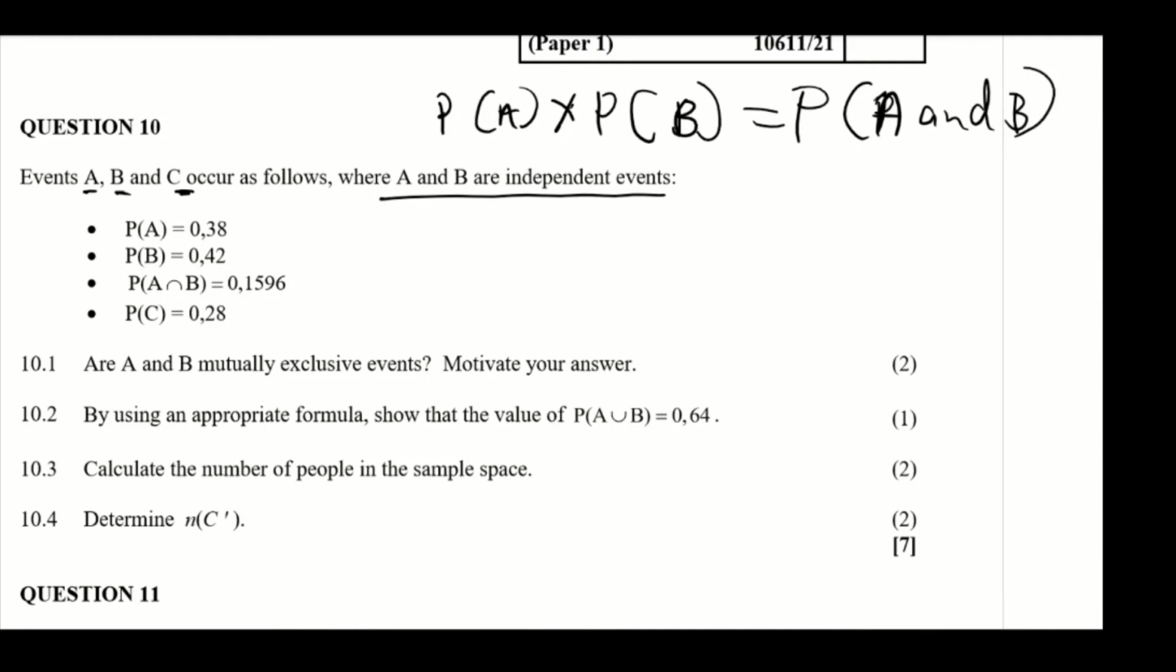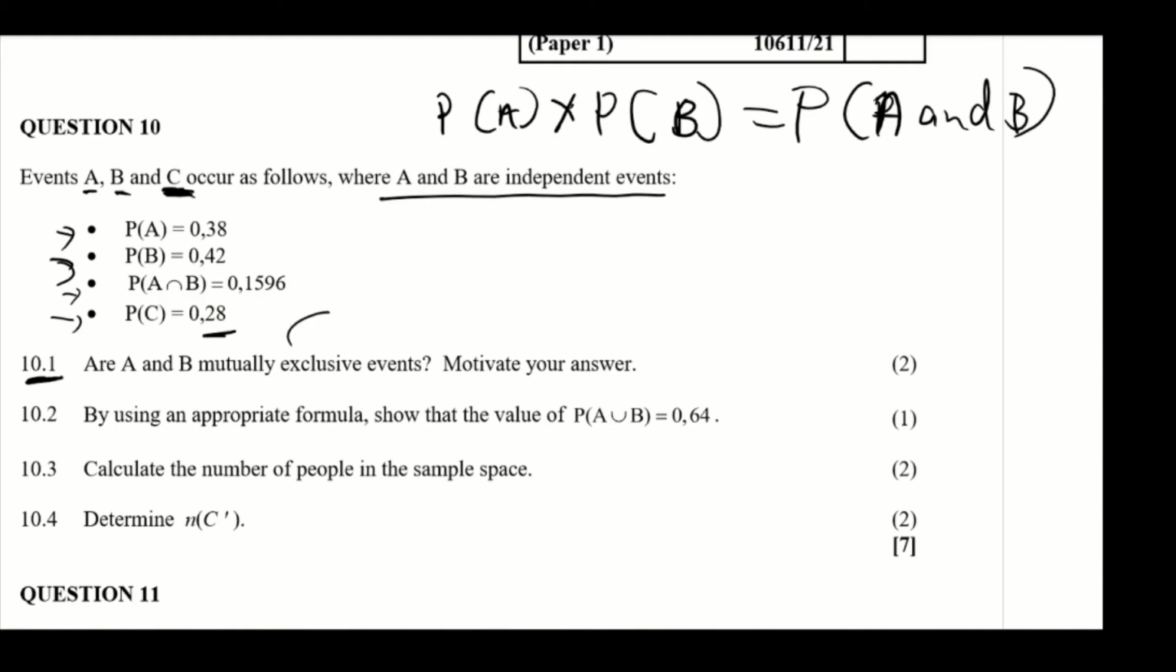So this is what we are given here: the probability of A, the probability of B, and the intersection of A and B. We're also given the probability of C. So 10.1, are events A and B mutually exclusive events?